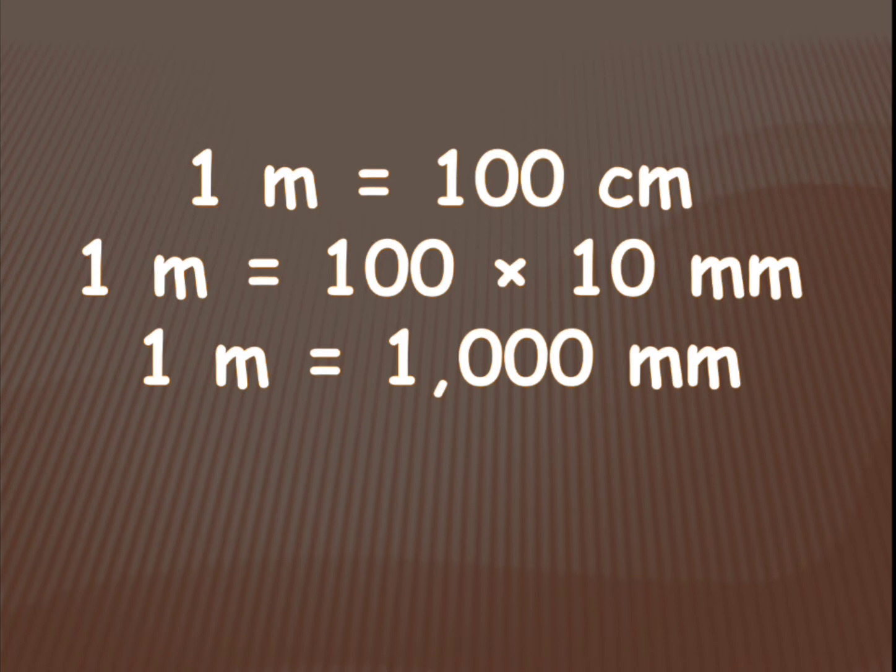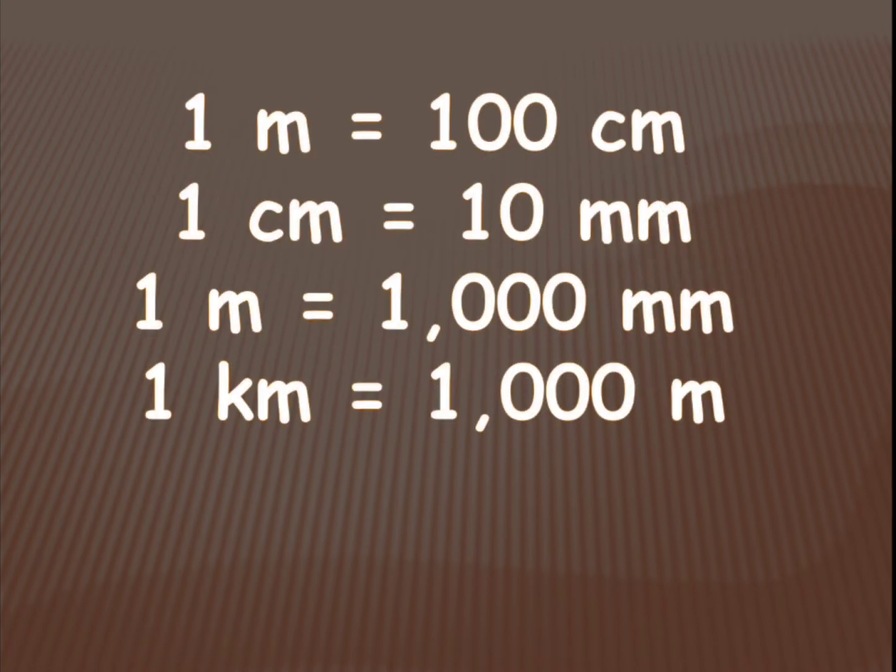Okay, so if you see all the standard things, children, 1 meter is equal to 100 centimeters, 1 centimeter is equal to 10 millimeters, 1 meter is equal to 1000 millimeters, and 1 kilometer is equal to 1000 meters. You already know this, and this. 1 meter is equal to 100 centimeters, you already know. 1 centimeter is equal to 10 millimeters, yesterday we have done. And 1 kilometer is equal to 1000 meters, we have done already, from previous classes.